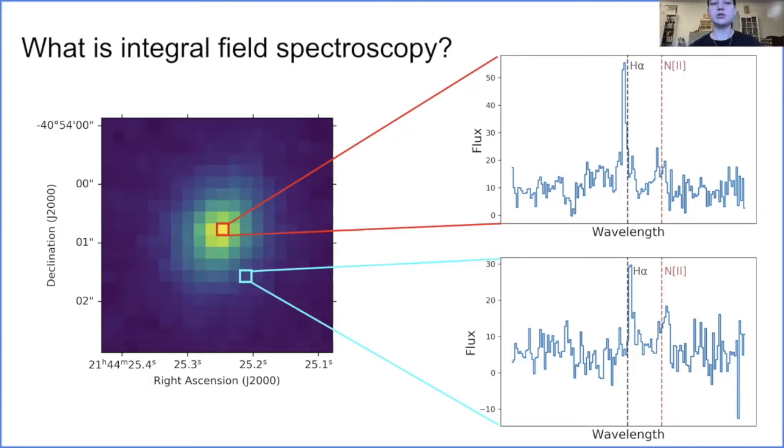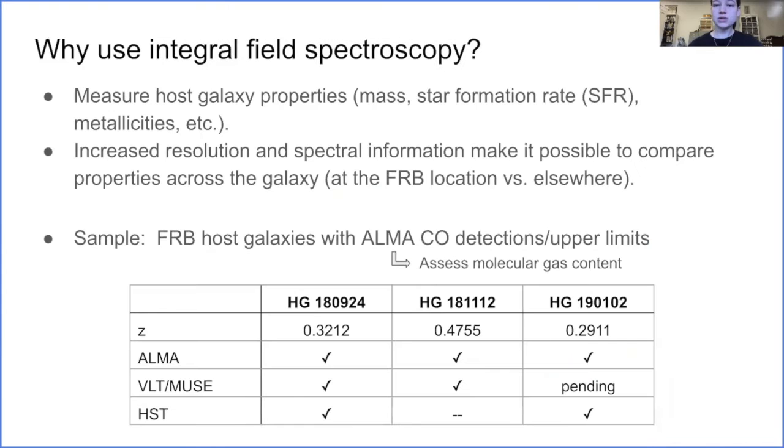In the example here, I'm showing a section of the spectrum just centered on the H-alpha emission line, and you can see how it's stronger towards the center of the galaxy than over on the edges. So using an IFU data cube, we can measure properties of the galaxy and compare them with other observations. So these would be things like mass, star formation rate, and metallicities. But we can also compare these properties spatially across the galaxy itself.